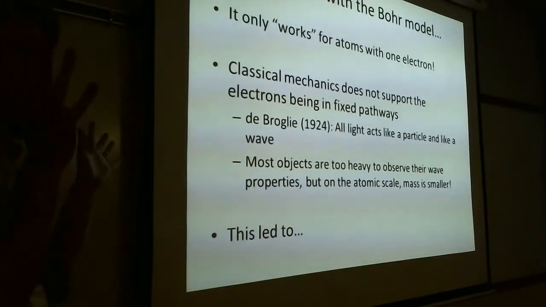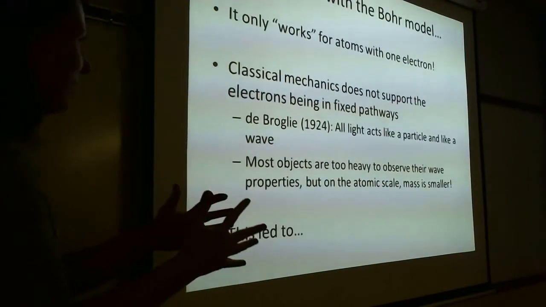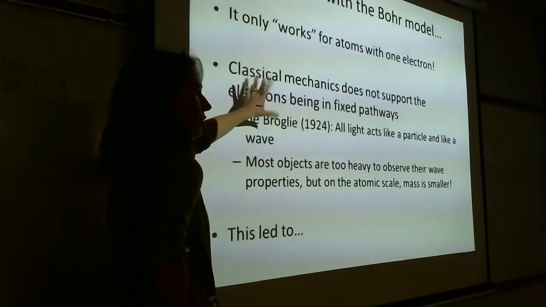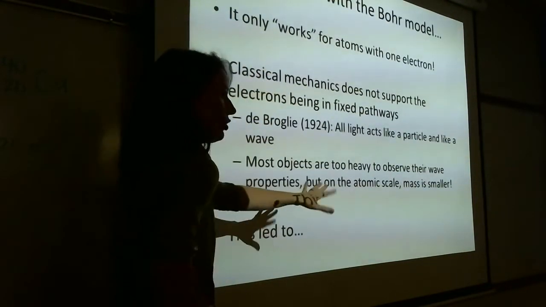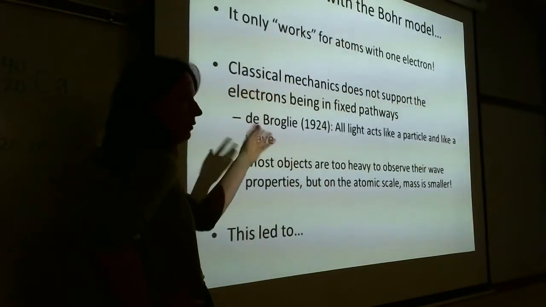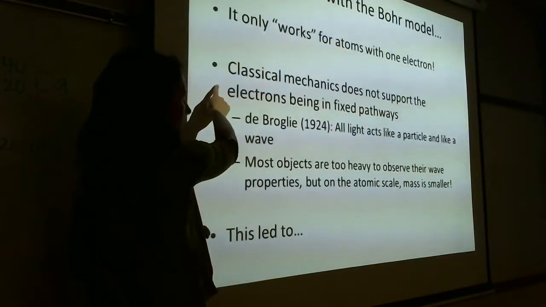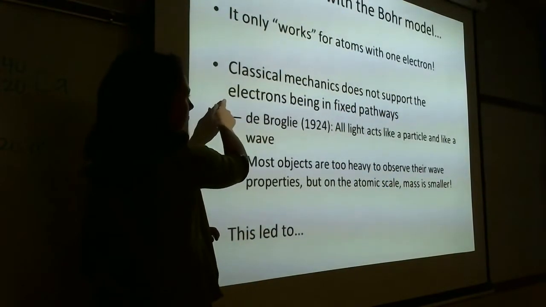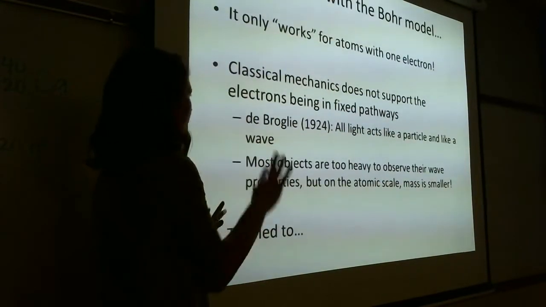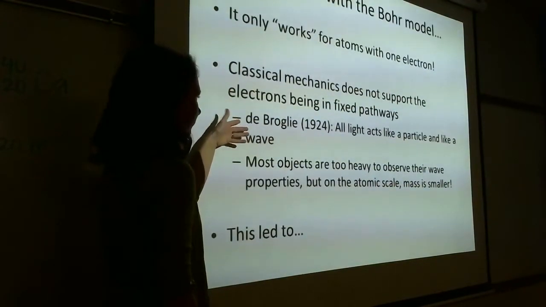And I'm going to compact a whole lot of physics history right here in a few sentences, because we're going to come back and unpack this more in about week 13, week 14, but I just want to lay the foundation now. Essentially, classical mechanics, the physics of when I throw a baseball, for instance, just doesn't support the idea of electrons being in these fixed pathways. It doesn't work. One of the reasons why was contributed by de Broglie.